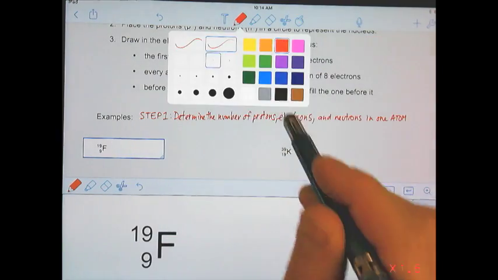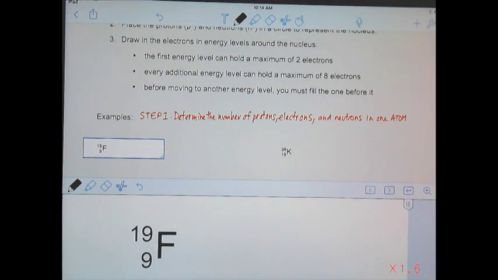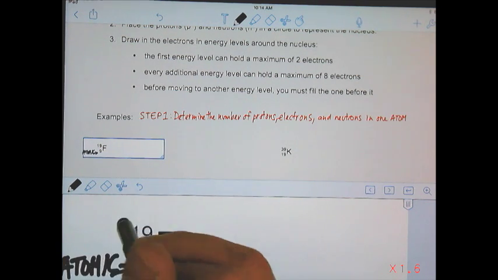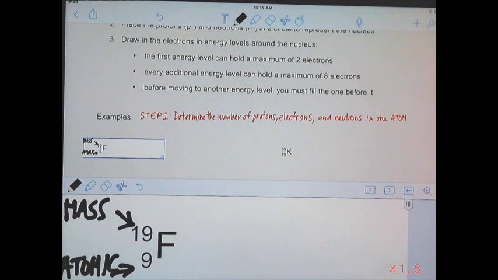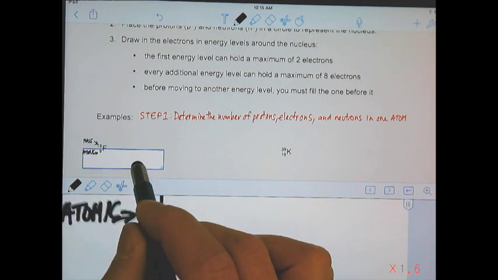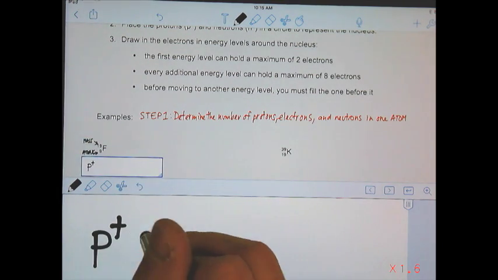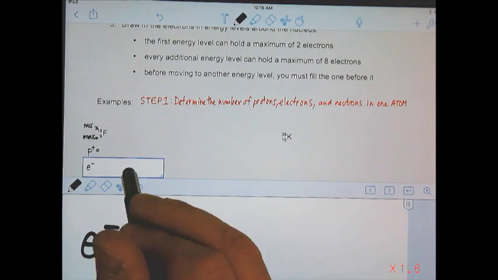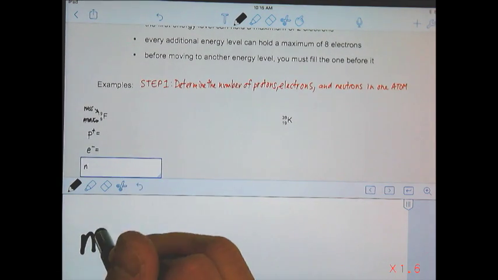So let's draw a Bohr-Rutherford diagram for fluorine. Fluorine has an atomic number of 9 and a mass number of 19. We'll use these two numbers to determine the number of protons, electrons, and neutrons.